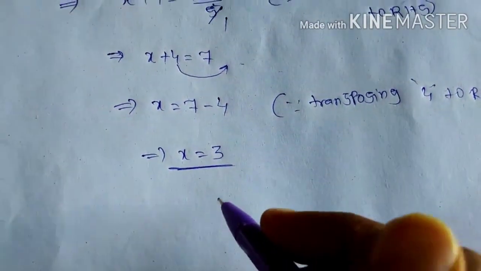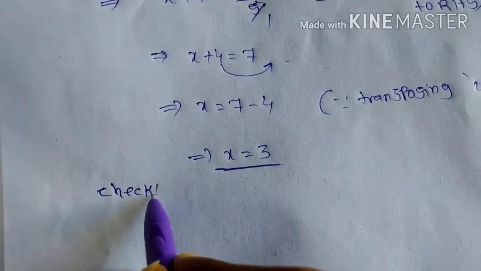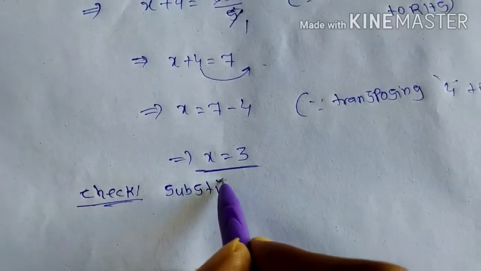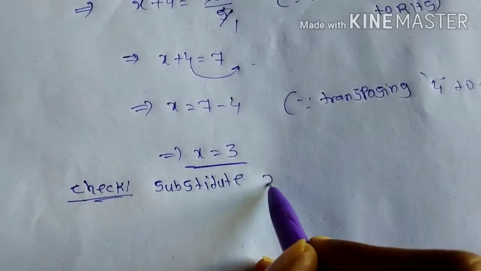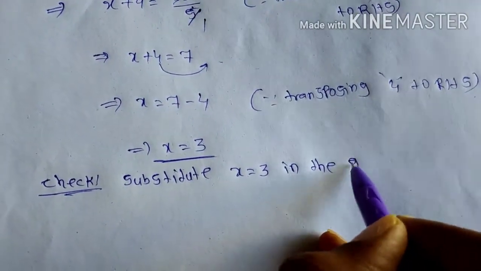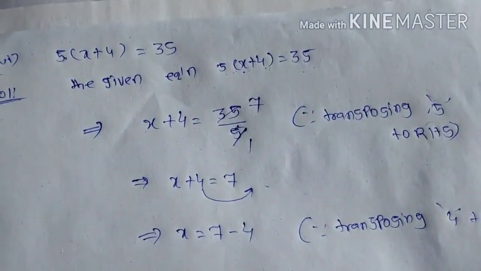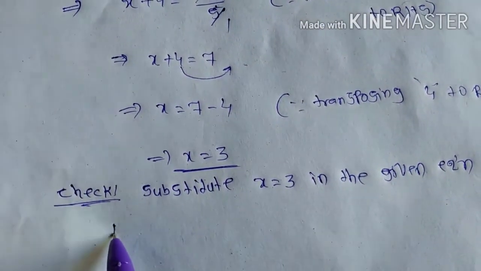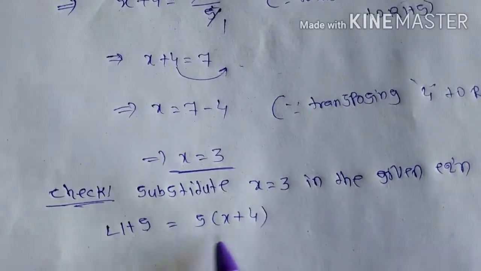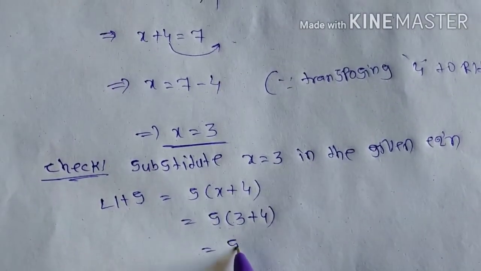Now you need to check whether the given equation LHS is equal to RHS or not. See here check means substitute x is equal 3 in the given equation. Sir, what is the given equation? 5 into x plus 4. That means LHS is equal 5 into x plus 4. That means you can see here 5 into 3 plus 4. That means you can see here 5 into 7.